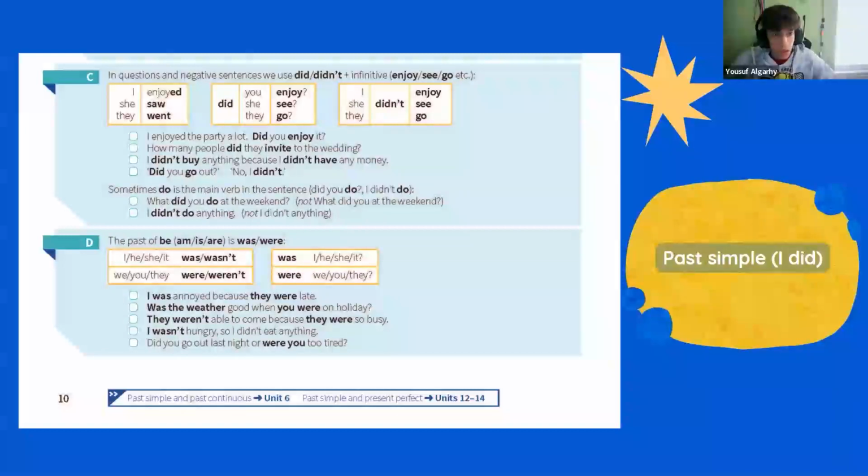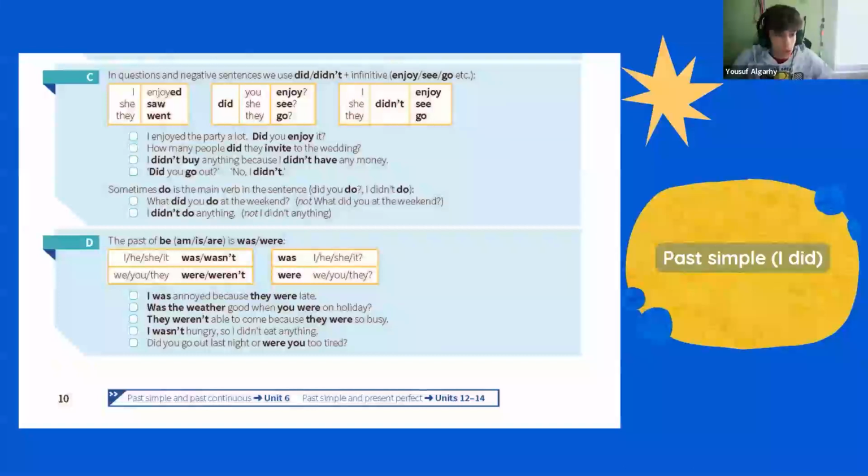So I enjoyed the party a lot. Did you enjoy it? How many people did they invite to the wedding? I didn't buy anything because I didn't have any money. Did you go out? No, I didn't. Okay, so these are all examples of questions and negative sentences.